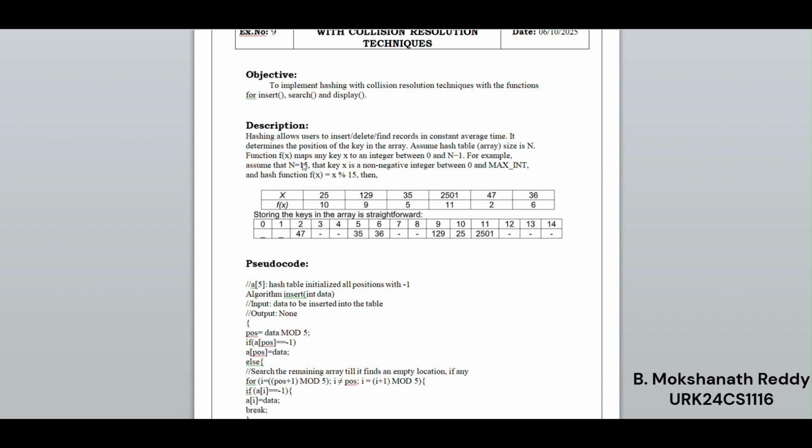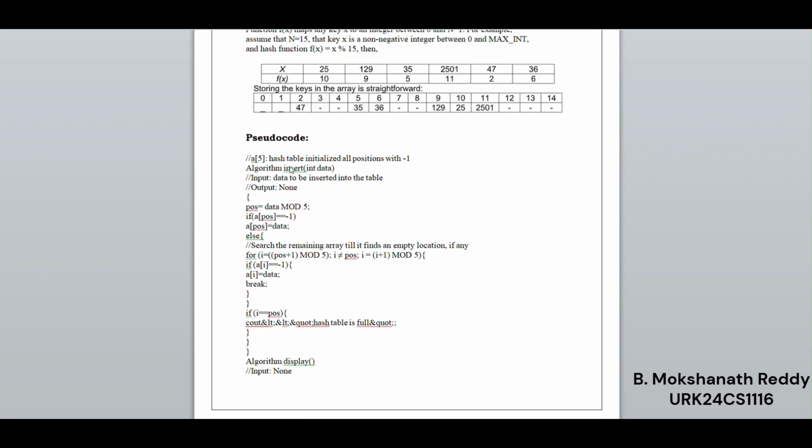Assume the hash table size is n. Function f(x) maps any key x to an integer between 0 and n minus 1. For example, assume that n is equal to 15. The key x is a non-negative integer between 0 and max int, and the hash function f(x) is equal to x % 15. Now observe this table and see the pseudocode.